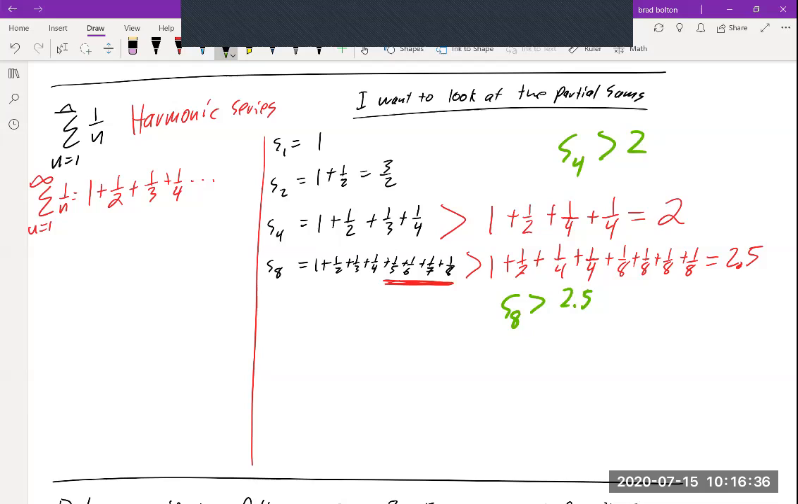So I don't know if you guys noticed, but we could rewrite this. S sub 8 is greater than 2.5. I'm going to need all the room I can get. Notice the powers that I'm working with here. The powers are 1, 2, 4, and 8. Those are all powers of 2. So I could rewrite this as S sub 2 to the k, right?